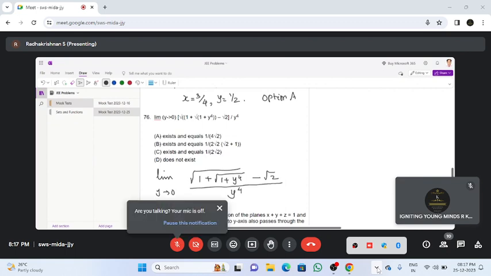So the limit exists and equals 1/4 root 2, sir.